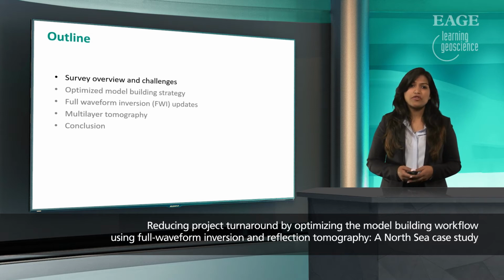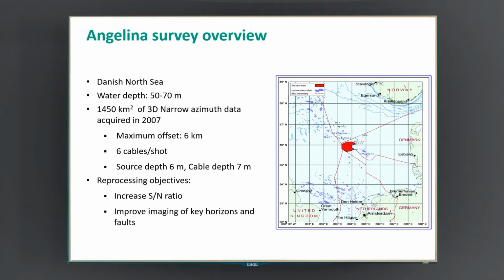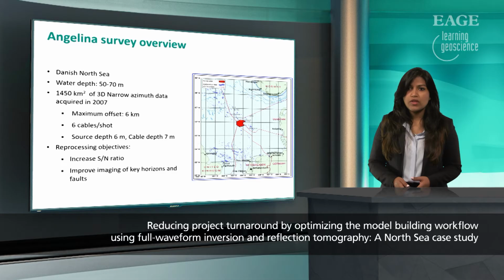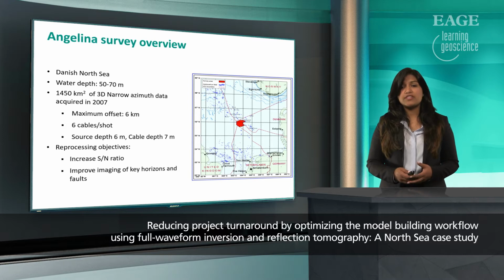Starting with the survey overview and challenges. Angelina survey is located in the Danish sector of the North Sea as highlighted in the map here. The water depths here are quite shallow, around 50 to 70 meters. The dataset that we used for this study was acquired in 2007 as 3D narrow azimuth data. The survey size is around 1450 square kilometers with a maximum offset of 6 kilometers. This was primarily a reprocessing project with the key objective of improving the imaging of the area.